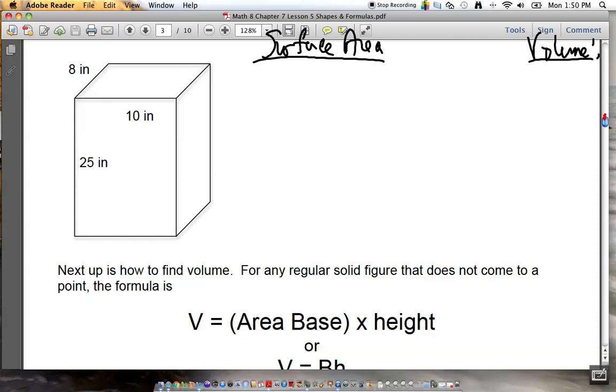And just before you go, real quick, the area of the top will be 80, so the bottom's also 80. Area of the front would be 250, so the back is 250. And the side would be 25 times 8, 200, and then the other side would also be 200.